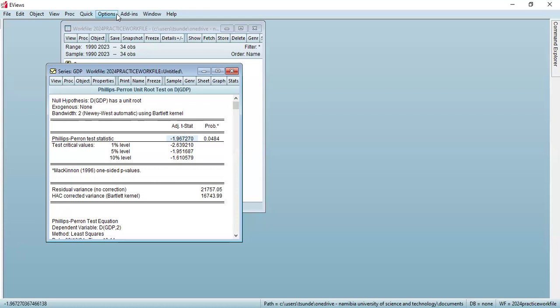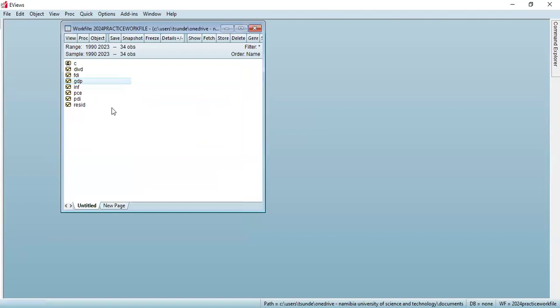Now, I would urge you to install eViews on your laptops and practice with the other variables that we have left out. Or maybe let's use a variable that we suspect to be stationary. Let's use that variable. Let's use what? Inflation. I will go to inflation.